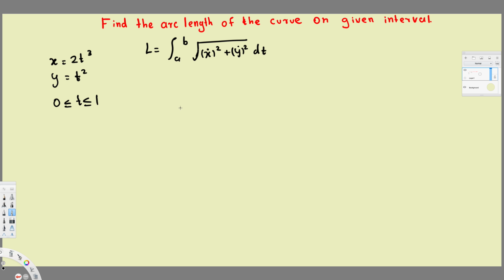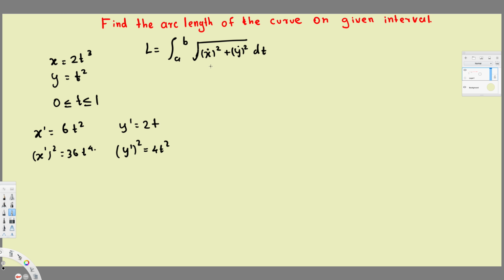So first of all, we can find the derivatives separately, then plug them into this equation. Let's find the derivative of x. x prime is the derivative of 2t cubed, so that's going to be 6t squared. We have to square this one. So x prime squared is 6 squared, that's 36, and t squared squared is t to the power 4. So this is x prime squared. Now the y prime: y prime is going to be 2t, and if we square this, it is going to be 4t squared.